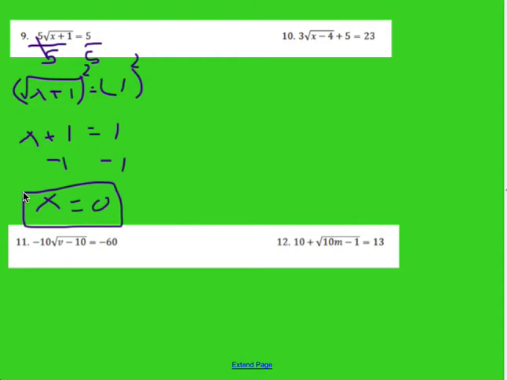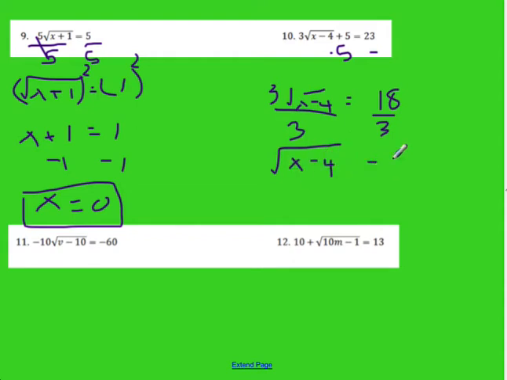Now, taking a look at number 10, we have to take this step by step. So the first thing I need to do is get that plus 5 over to the other side. I want to take care of the constant first. So I'm going to subtract 5 from both sides. And then I get 3 times the square root of x minus 4 is equal to 23 minus 5, which is 18. So then I'm going to go ahead and divide both sides by 3. So I get the square root of x minus 4 is equal to 6.